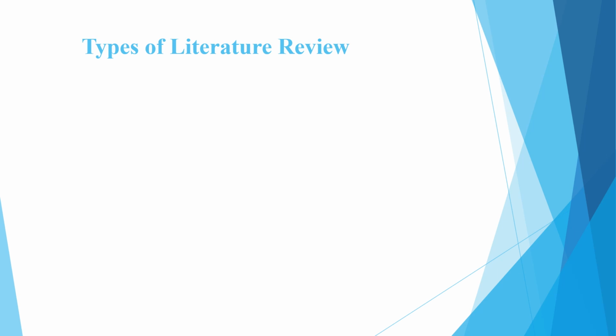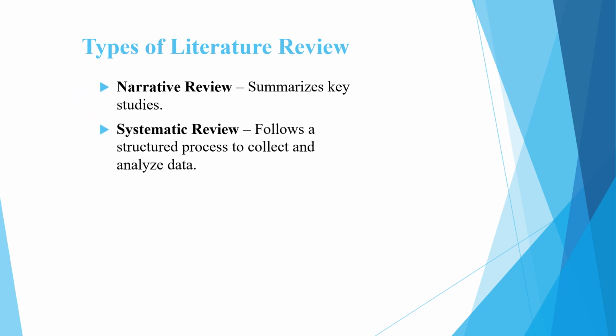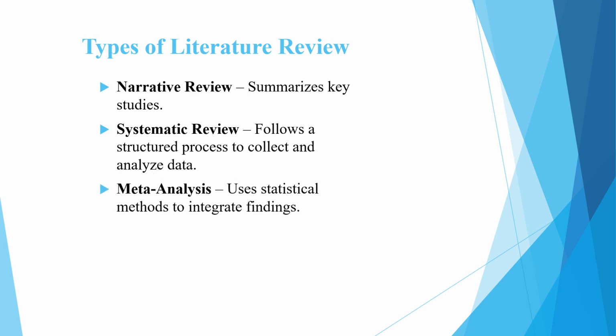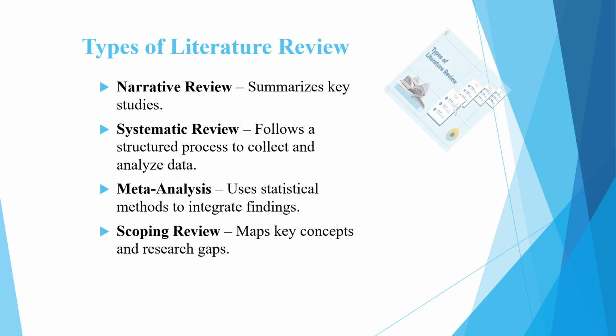The types of the literature reviews. Here are some types. The narrative review, where we summarize the key studies. Then the systematic review, which follows a structured process to collect and analyze the data. Then meta-analysis, which uses statistical methods to integrate findings. Then the scoping review, which maps the key concepts and the research gap. These are the types of the literature reviews.